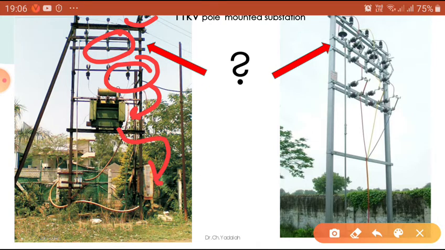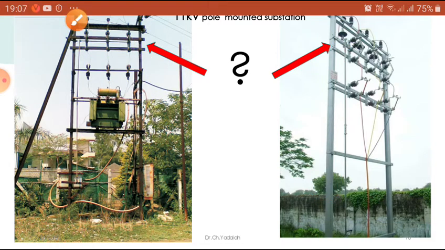Here you can easily see this is an AB switch set, a gang operating AB switch set. All three phases can be operated at a time by using this gang operating rod, which you can see here. This gang operating rod can be operated vertically or horizontally, so there are different mechanisms. So this is an AB switch. Now we are going to learn what an AB switch is, how it works, what it is used for, and what its merits and demerits are.